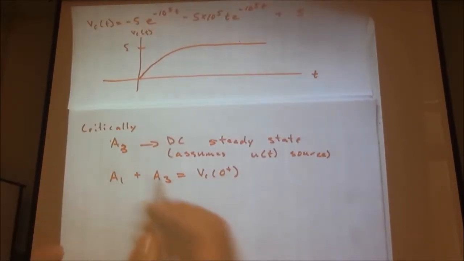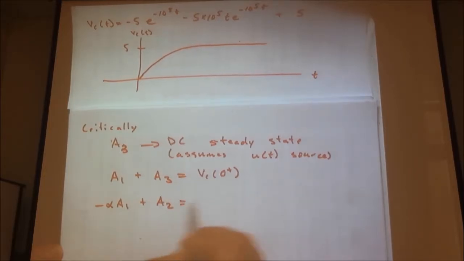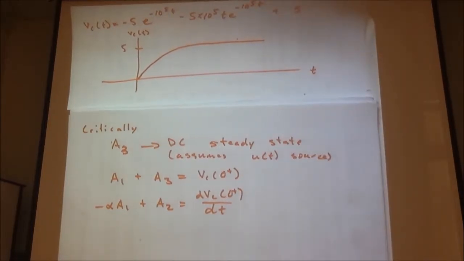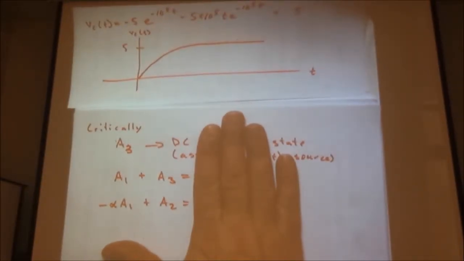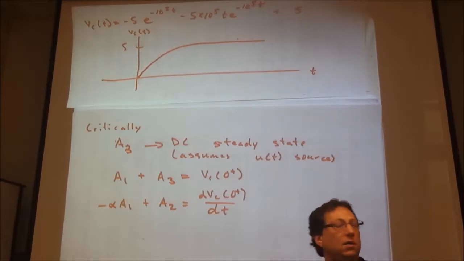And what we wind up with is minus alpha A1 plus A2 equals dvC at 0 plus. And again, that's the current expression. Those are the three expressions we look at for the critically damped case in the RLC series circuit. Now, it's worth pointing out, this is the RLC series circuit, but this is valid for any circuit. It's just what's on the right side changes as we look at a different circuit.